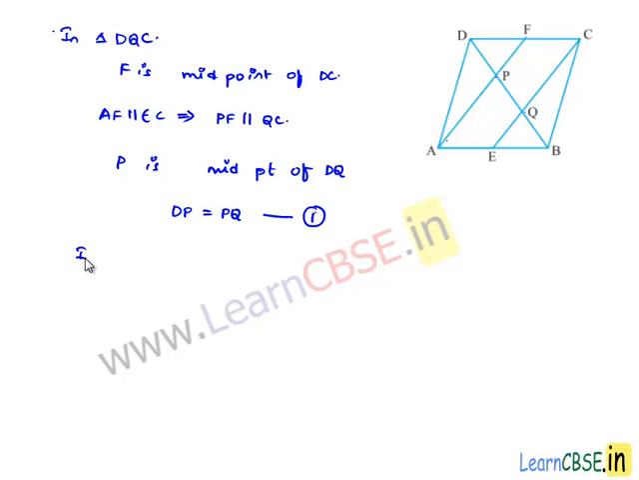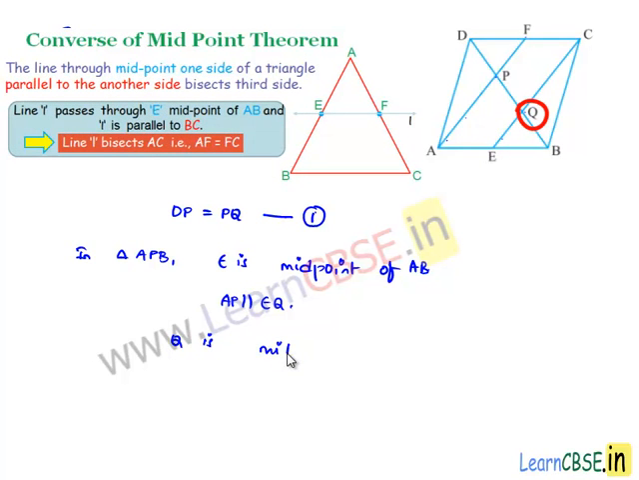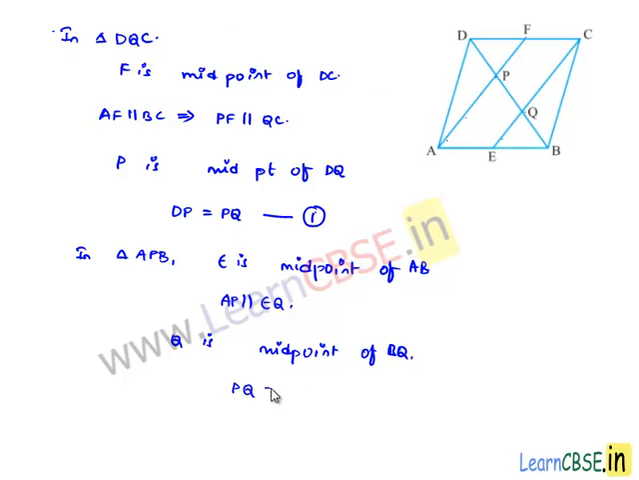Now, let us consider another triangle. In triangle APB, E is midpoint of AB, and as AFCE is a parallelogram, we can say AF is parallel to EC, which further implies that part of AF, that is AP, is parallel to part of EC, that is EQ. Now in triangle APB, as EQ is parallel to AP and E is midpoint of AB, by converse of midpoint theorem we can say that Q is midpoint of BP. As Q is midpoint of BP, we can say that PQ is equal to QB. Let it be as equation number 2.